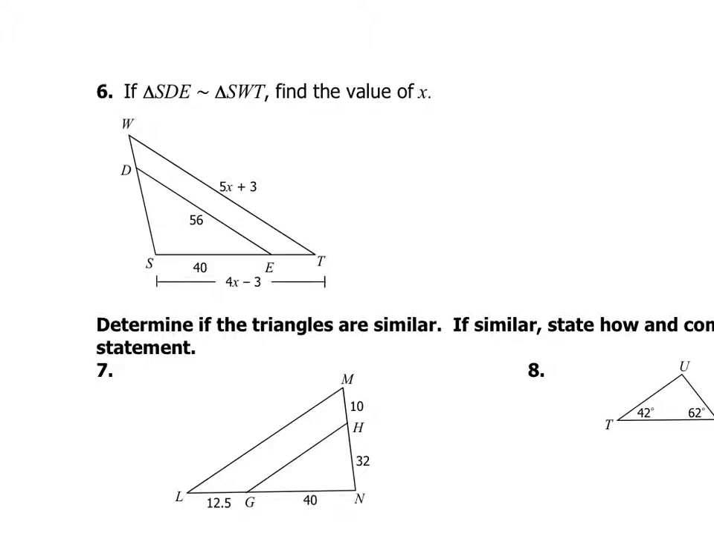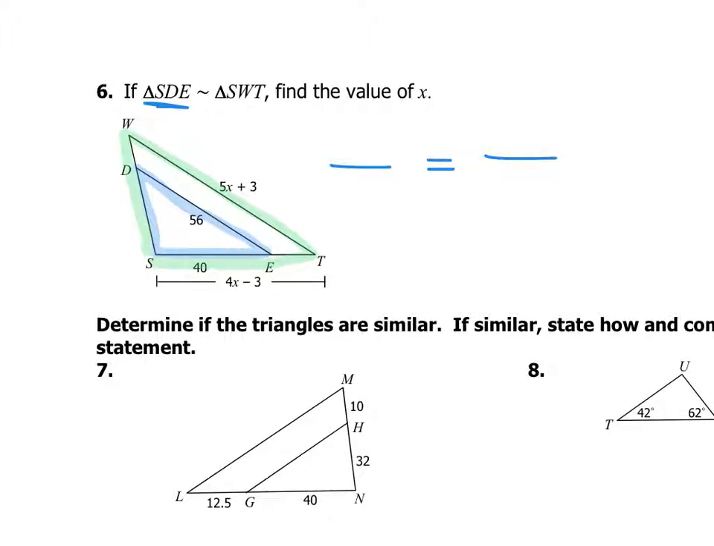Let's highlight these here. SDE, so this small triangle, with SWT, the larger triangle. Okay? Might help us get a visual there. We're going to set up a proportion. All right. So it was a smaller triangle first, so he's going to go up top.